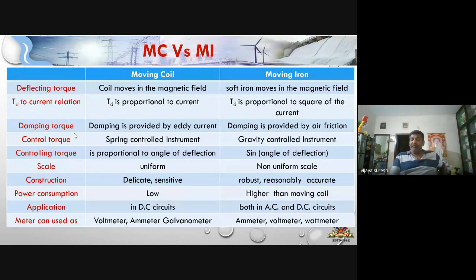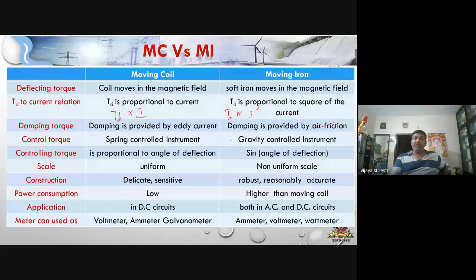Now you can see deflection torque: the coil moves in the magnetic field in the moving coil instrument, whereas in the moving iron instrument, soft iron is moved in the magnetic field. Deflection torque TD is proportional to the current in case of MC, and TD is proportional to the square of the current in case of MI. So here TD is proportional to I, and here TD is proportional to I square. Damping torque is provided by eddy current damping in case of MC, and air friction damping is provided in case of MI.